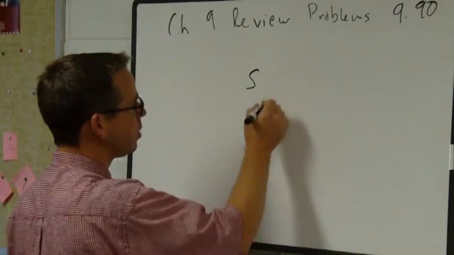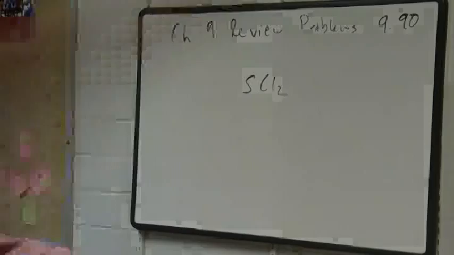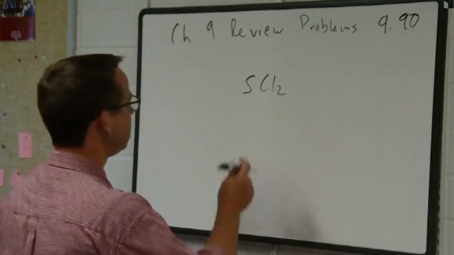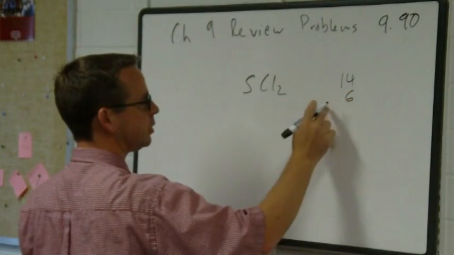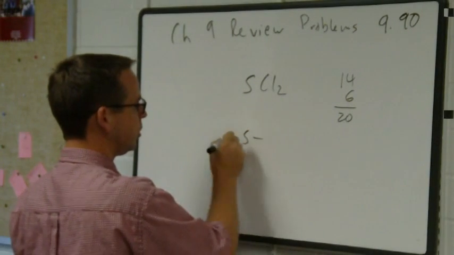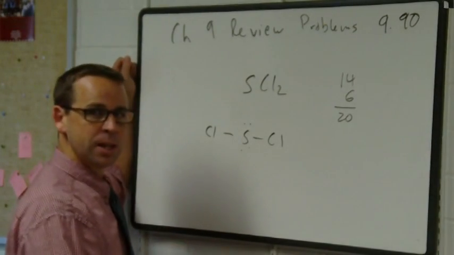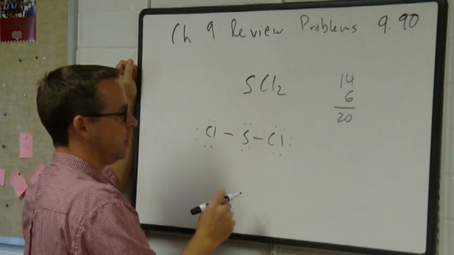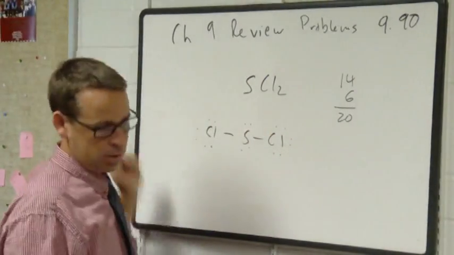SCl2. Okay. So 990, SCl2. 7 times 2, 14 electrons from chlorine, 6 electrons from sulfur, 20 electrons altogether. Sulfur, chlorine, chlorine. We have to fill the octet of the central atom first, and then we fill the octets of everything else. I didn't count. How many was that? 1, 2, 3, 4, 5, 6, 7, 8, 9, 10, 11, 12, 13, 14, 15, 16, 17, 18, 19, 20. So 20.